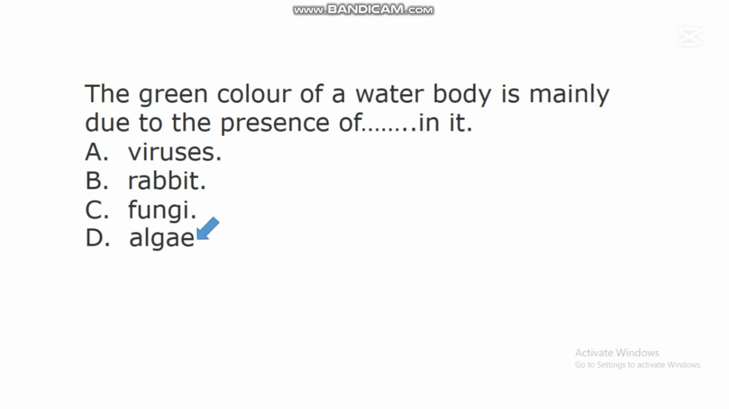Algae. These algae are so dominant in aquatic environments in such a way that they can bloom in water. So when their population rises in water, they can change water that is colorless to have a green color. So the green color of a water body is mainly due to the presence of these microscopic, photosynthetic organisms called algae.